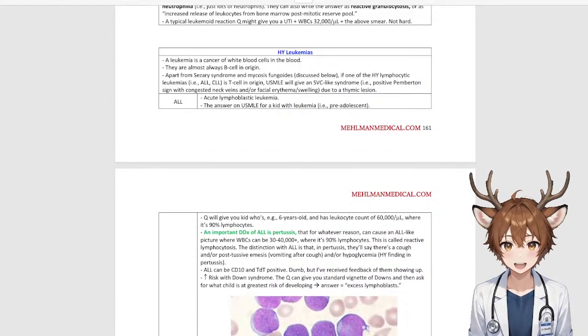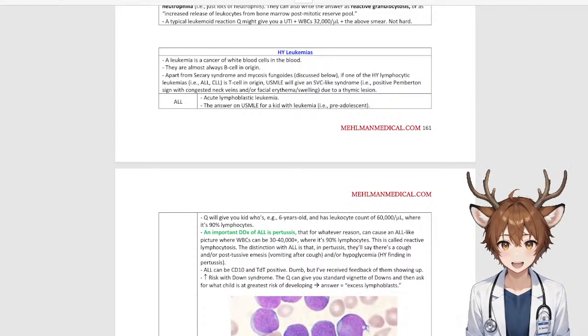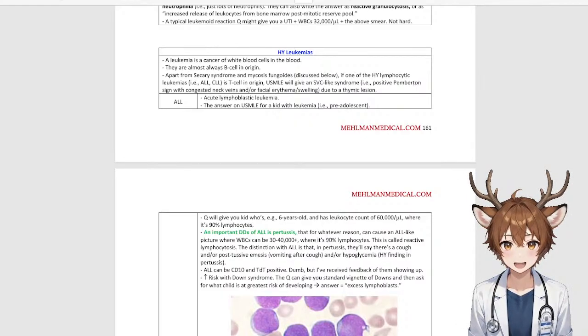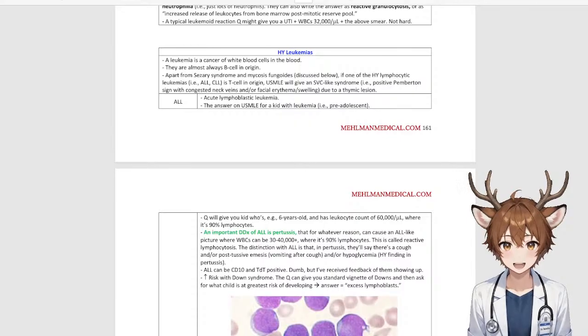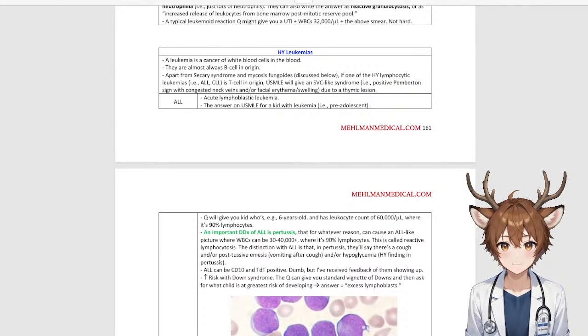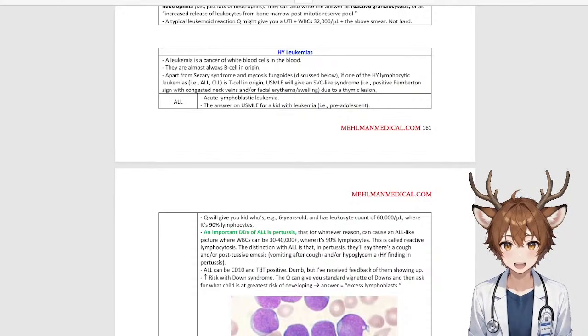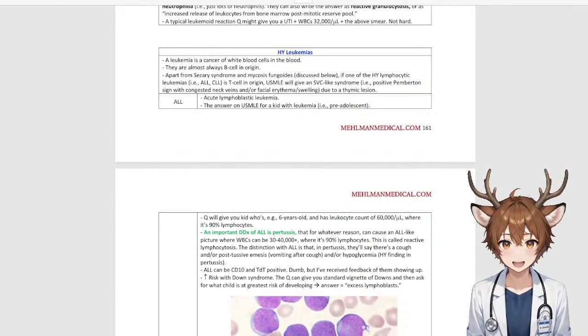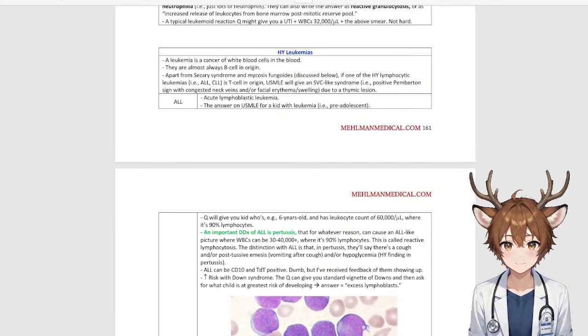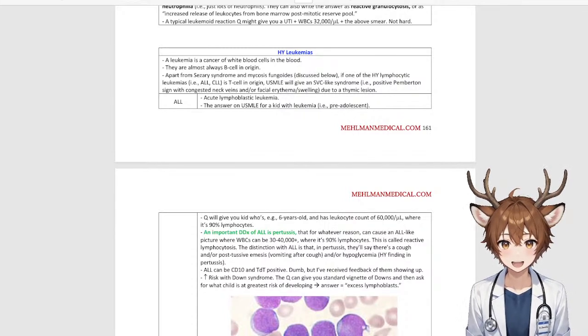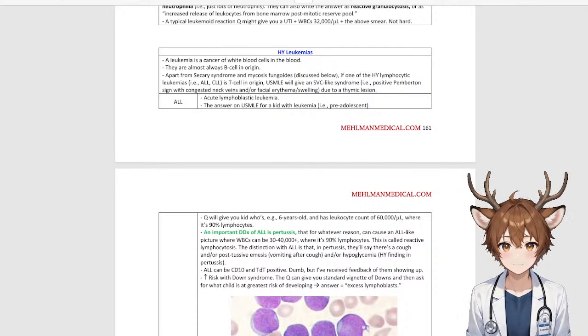High-yield leukemias. A leukemia is a cancer of white blood cells in the blood. They are almost always B-cell in origin. Apart from Sézary syndrome and mycosis fungoides discussed below, if one of the high-yield lymphocytic leukemias, that is to say ALL, CLL, is T-cell in origin, USMLE will give you SVC-like syndrome, that is to say positive Pemberton sign with congested neck veins and/or facial erythema/swelling due to the thymic lesion.